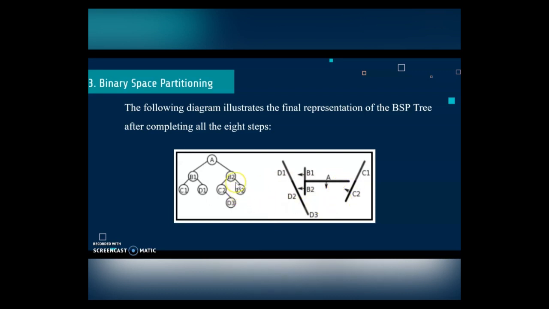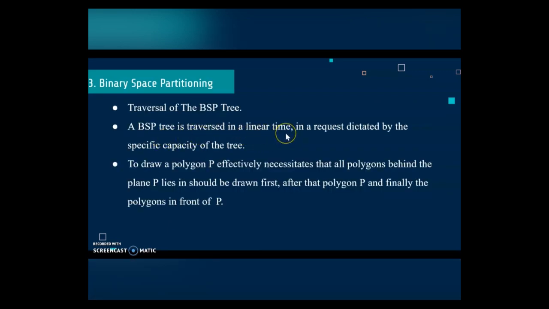And then moving on to the other side, we have B1. When you have a line over here, B1, in front of it is D1, and behind it is C1. As you can see here, the final number of polygons or lines in a tree is often larger than the original list. The BSP tree is traversed in linear time, in a sequential way, in an order dictated by the specific structure of the tree. To draw a polygon P effectively necessitates that all polygons behind the plane P lies on should be drawn first, then polygon P, and finally the polygons in front of P.